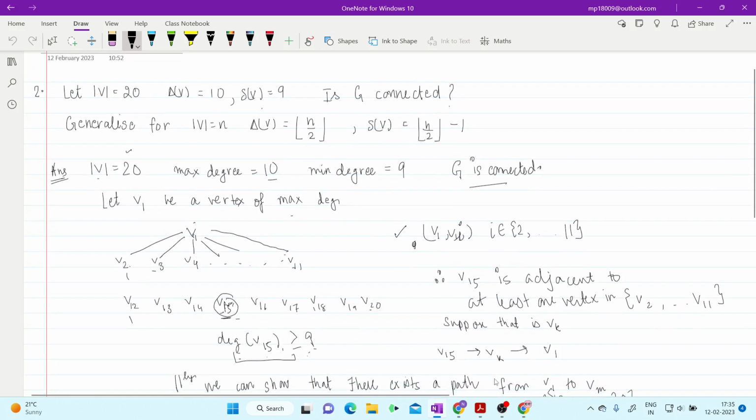And you can see that this was just numbers. The general case will also follow similarly. You just have to count the vertices which are adjacent to V1, and the vertices which are not adjacent to V1. Using a similar argument, you will be able to show the general case, and you'll see that this graph will turn out to be connected. So now next question.